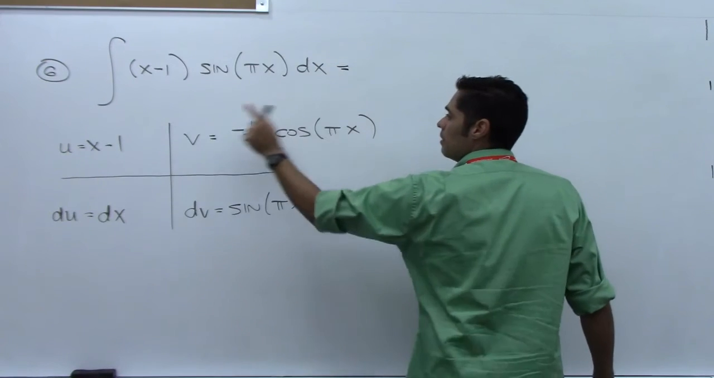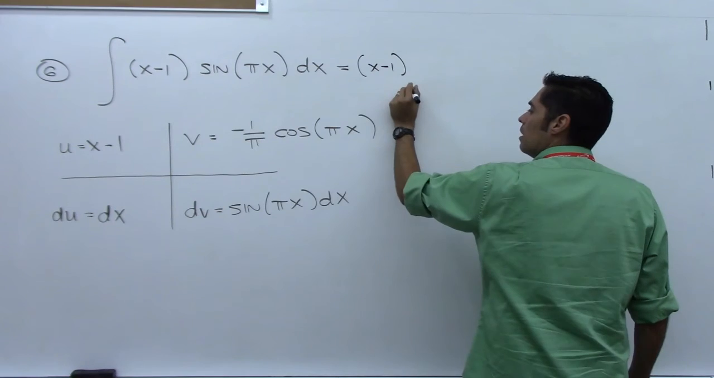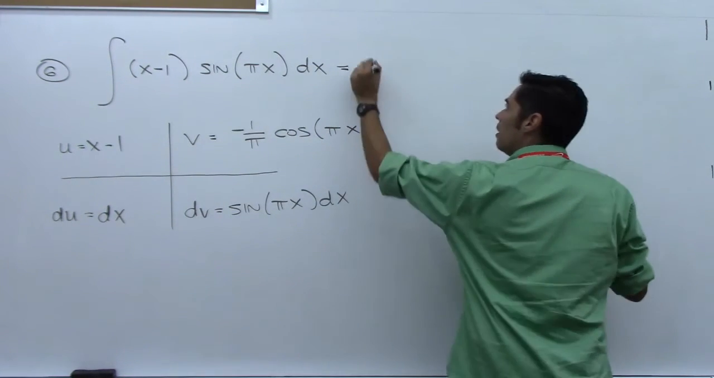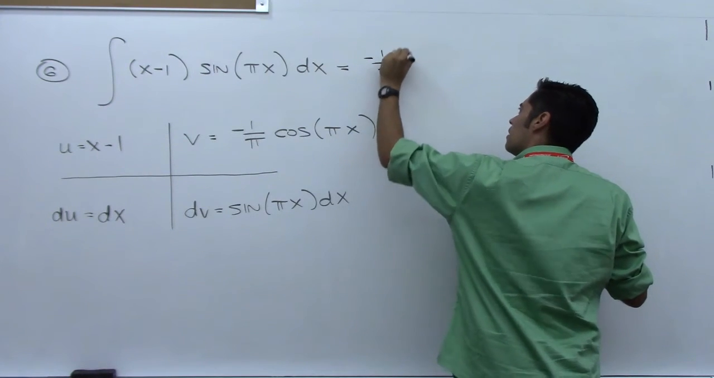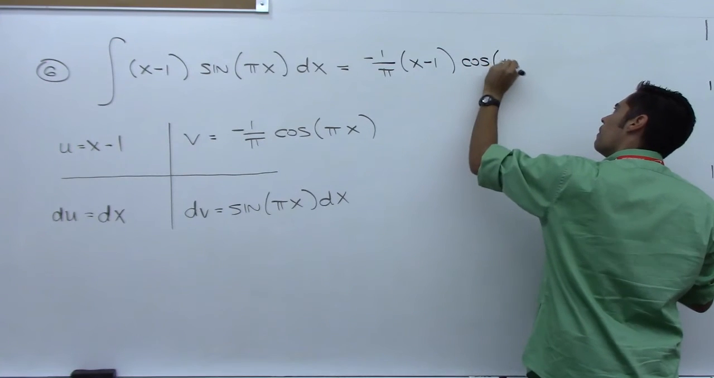So u times v is the first one times this one. Make sure you leave that x minus 1 in parentheses. Times this. You know what? I'm going to redo that. I'm going to put the constant out front. Negative 1 over pi is my constant, x minus 1, and then the cosine pi x.